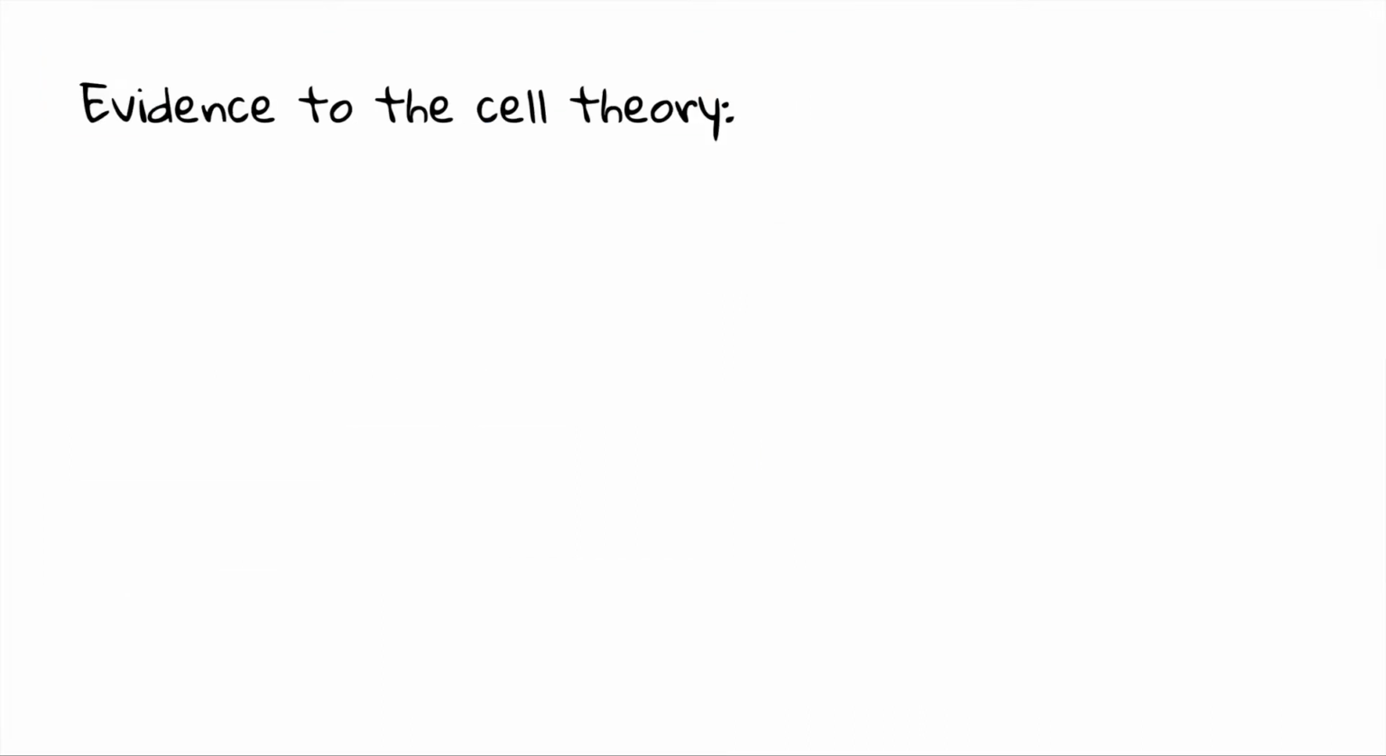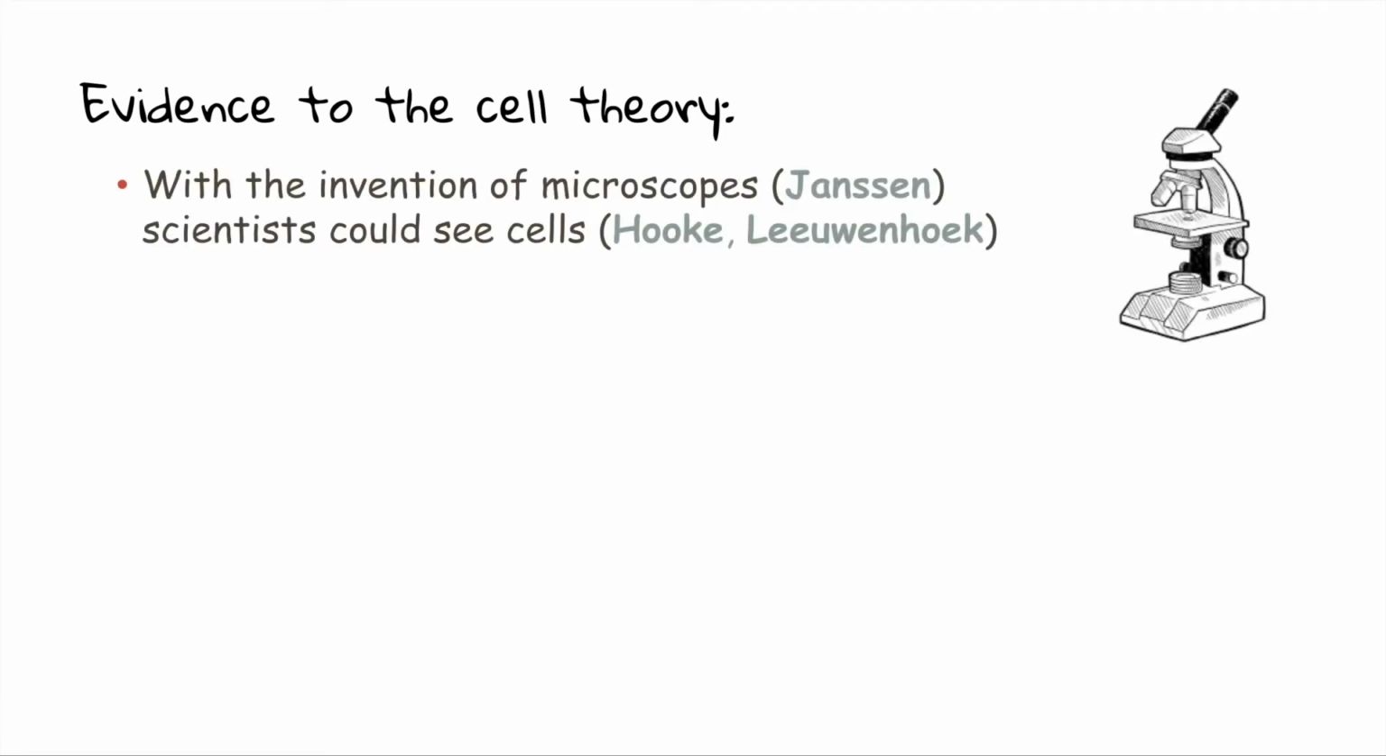So before we talk about evidence for the cell theory, it's important that we understand what a scientific theory is. A scientific theory is a way of interpreting the natural world. Trends can lead to the development of a theory, and a theory will allow us to make predictions. Now, with the invention of microscopes, scientists could see cells.